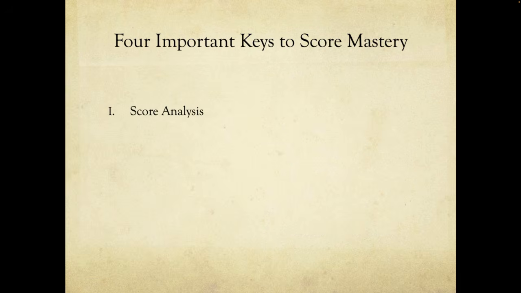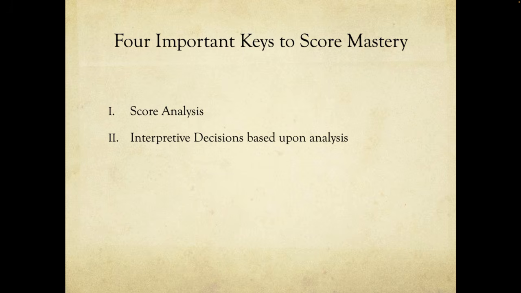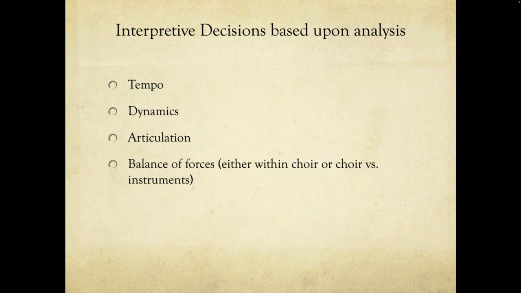All right, we're moving to step 2 now. This is where you're going to start making interpretive decisions based upon your analysis. At this point, you're going to be dealing with things like tempo, dynamics, articulation, the balance of forces, and that can be within the choir, or it can be the choir versus the instruments, or it can be even within the orchestra itself if you're working with more than perhaps a quartet or quintet of instruments. Ornamentation. A lot of times this is something that you'll have to decide, especially if you're going to be doing Baroque and early classical ornamentation with your choir.